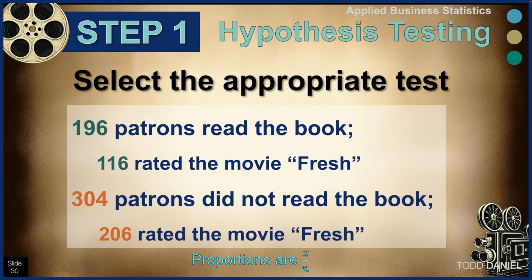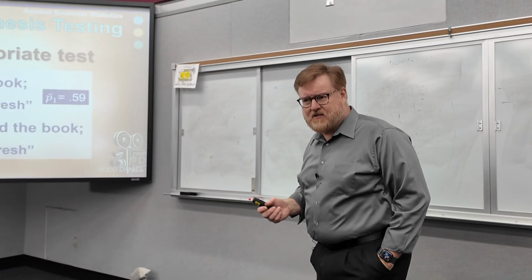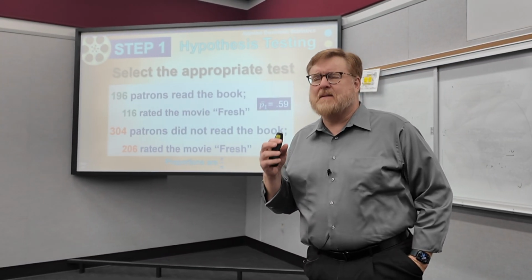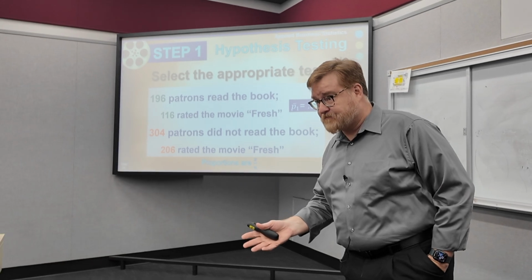We have 196 patrons who read the book. They are representative of the population of all people who read the book. 116 of them rated the movie fresh. Now, we need a proportion. So what we're going to do is divide the smaller number by the larger number, or 116 divided by 196, a proportion of 0.59. Remember that proportions and percentages are functionally the same. This would be the same as 59%.